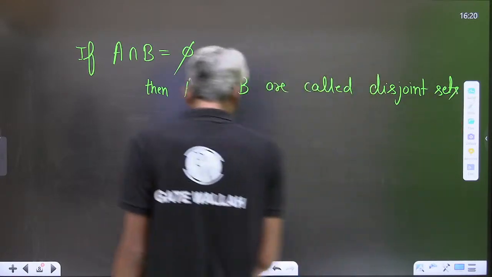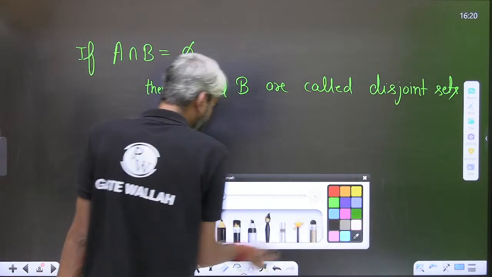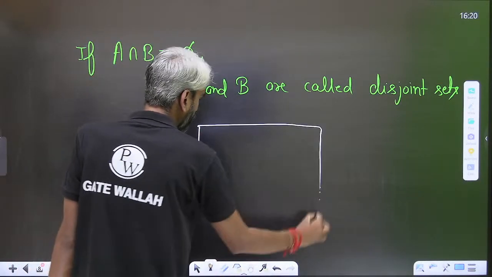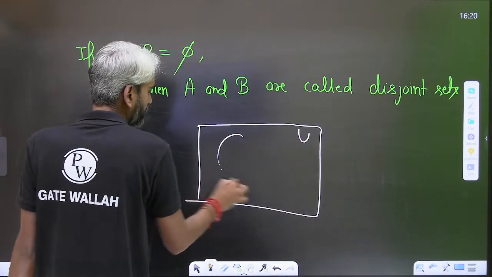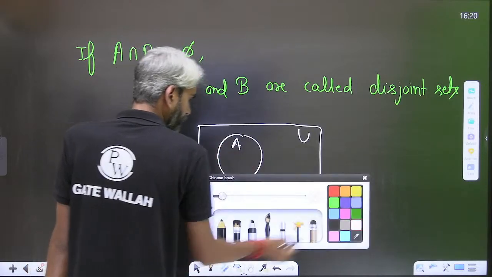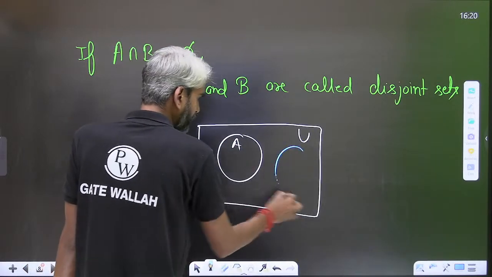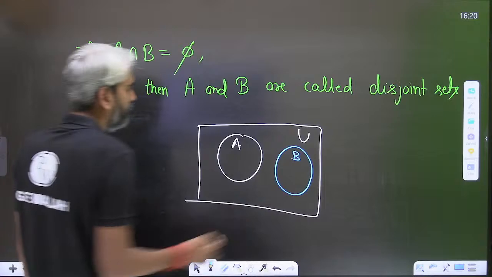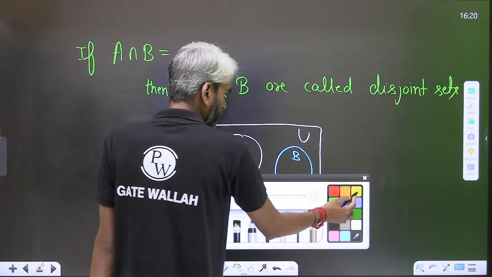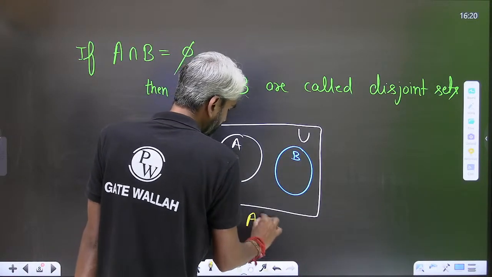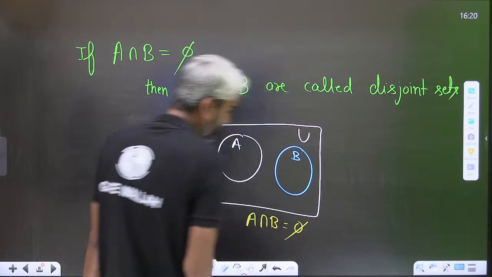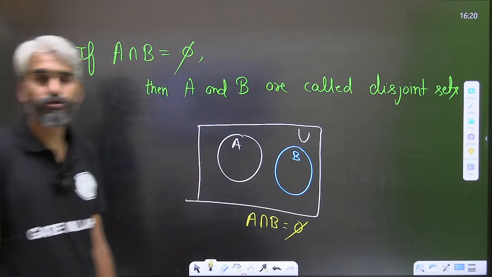So whenever you have two disjoint sets in the Venn diagram, they will look like this, that there is nothing in common. So a universal set, this is your set A. If two sets are disjoint, then there will be nothing in common. So, is there any common element? No, sir. A intersection B is actually ∅.